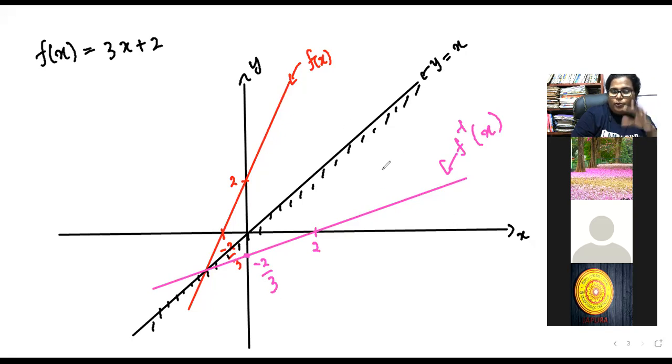So you have to know this relationship when you are drawing the inverse graph of some function, right? So that's the way we plot the f(x) and f inverse x graphs on one paper for the second question, right? And we'll see the next question.